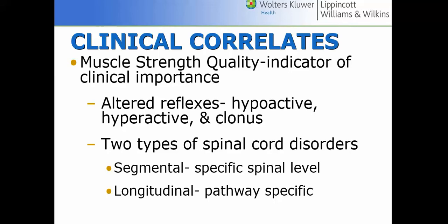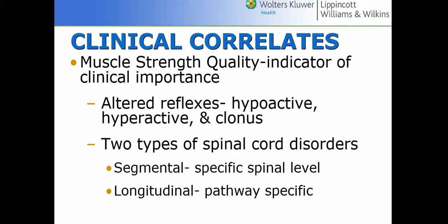So what happens when the spinal cord is damaged? Of course, the motor movement is compromised, and definitely the muscle strength is affected. The reflexes are altered. They either become hyperactive, and then people have something called clonus, which is repetitive involuntary movements. It's more like tremors.